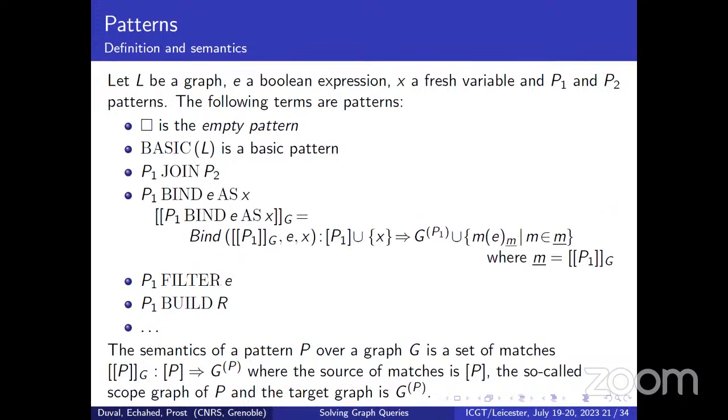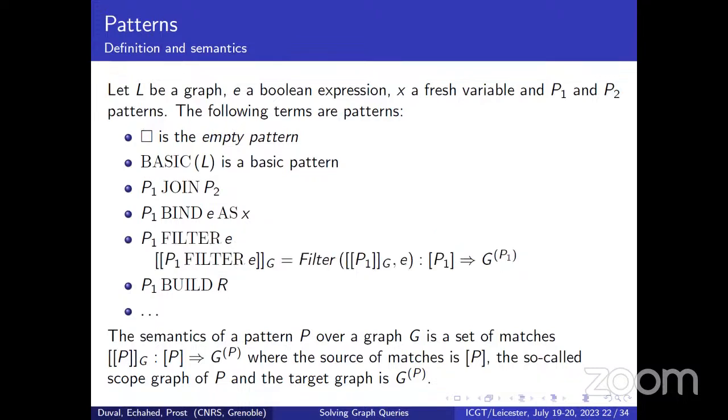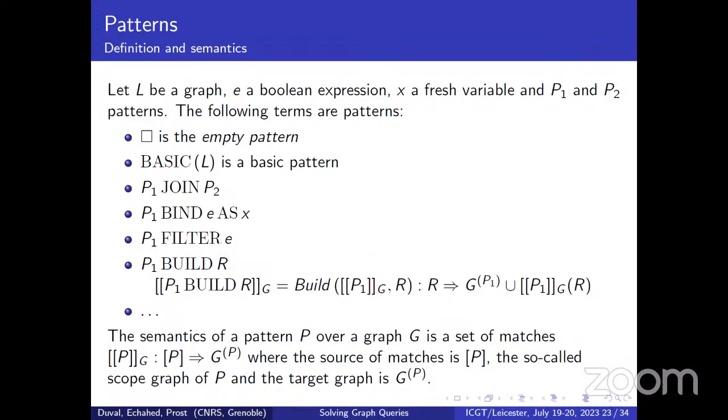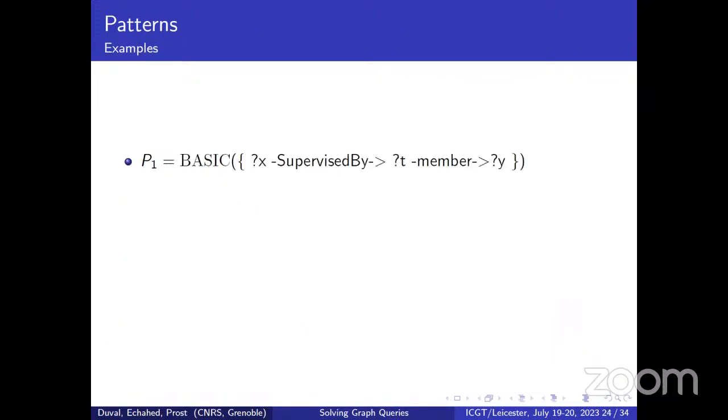So the bind does what it should do, since we use the bind operator in the algebra. Okay. So the filter evaluates E, checks if it is true or not, and eliminates the matches. And the build adds to the evaluation the original graph, and adds the graph associated with all the matches. Okay, so there are some examples.